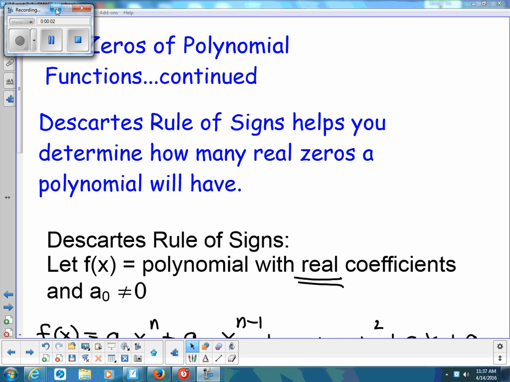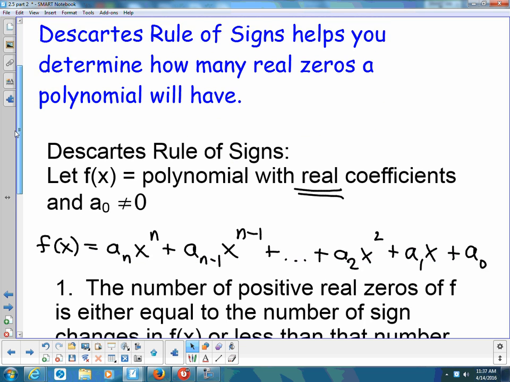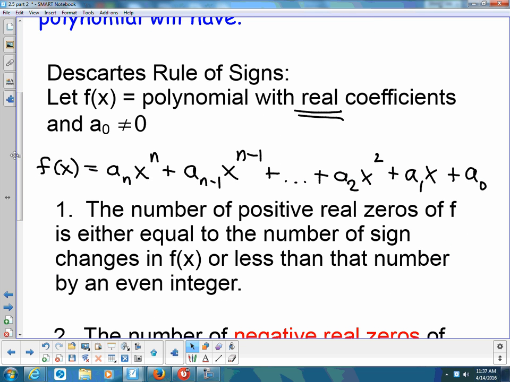Okay, so we are looking at some more things from section 2.5, zeros of polynomial functions continued. We are looking at Descartes' rule of signs. René Descartes, a French mathematician about 400 years ago, gets credit for this special rule to help you determine how many real zeros a polynomial will have. Descartes' rule of signs goes like this.